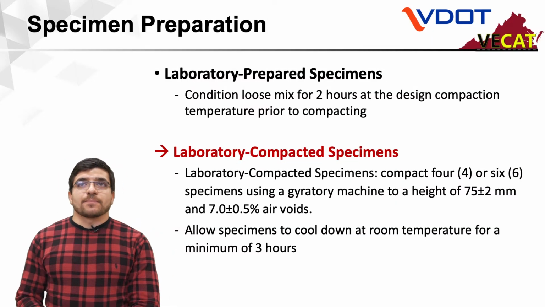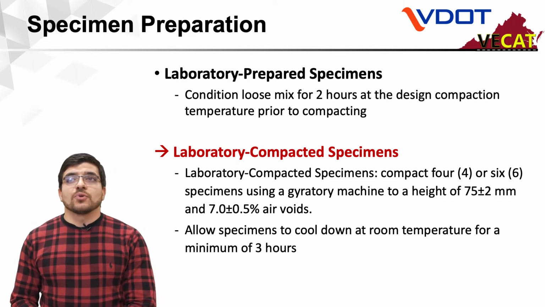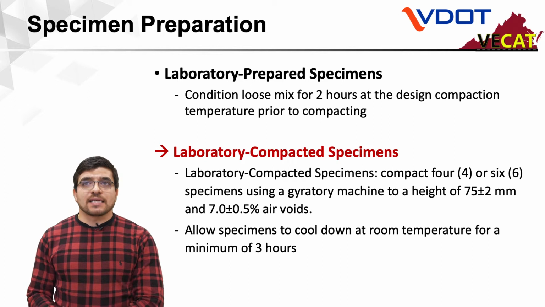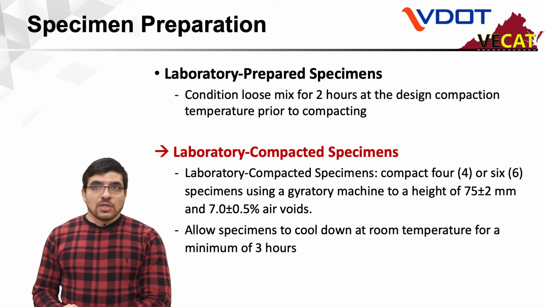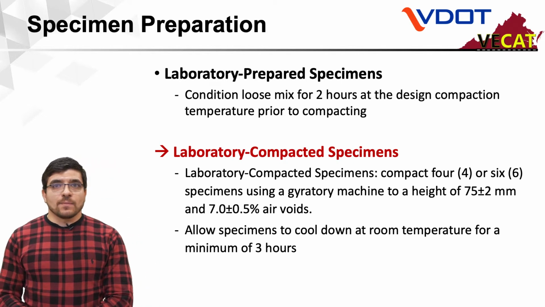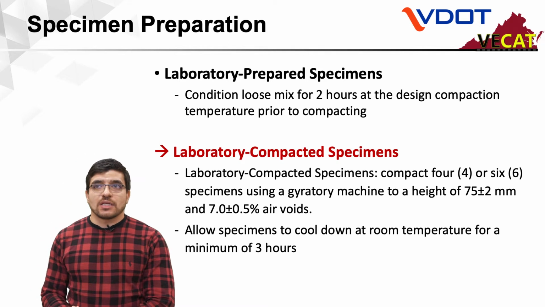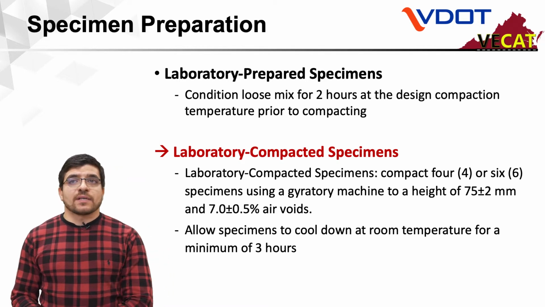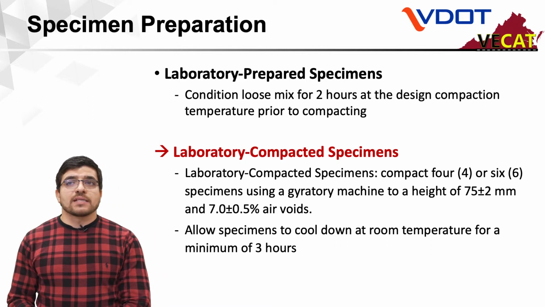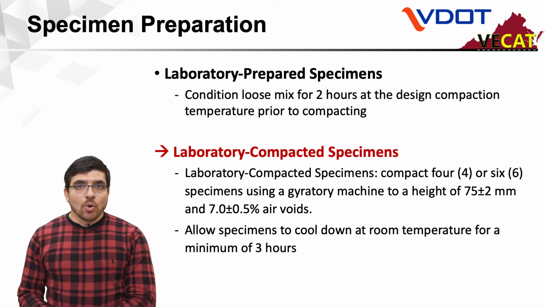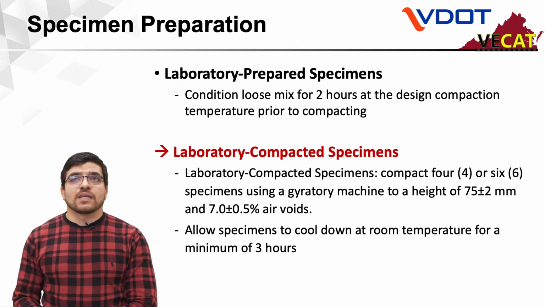For specimen preparation, for the laboratory prepared specimen, we need to condition the loose mixtures for 2 hours at the design compaction temperature prior to compacting. So for the lab compacted specimen, we may need 4 or 6 specimens compacted using a gyratory machine to a height of 75 plus or minus 2 millimeter and a target air void of 7 plus or minus 0.5%. We need to allow specimens to cool down at room temperature for a minimum of 3 hours.